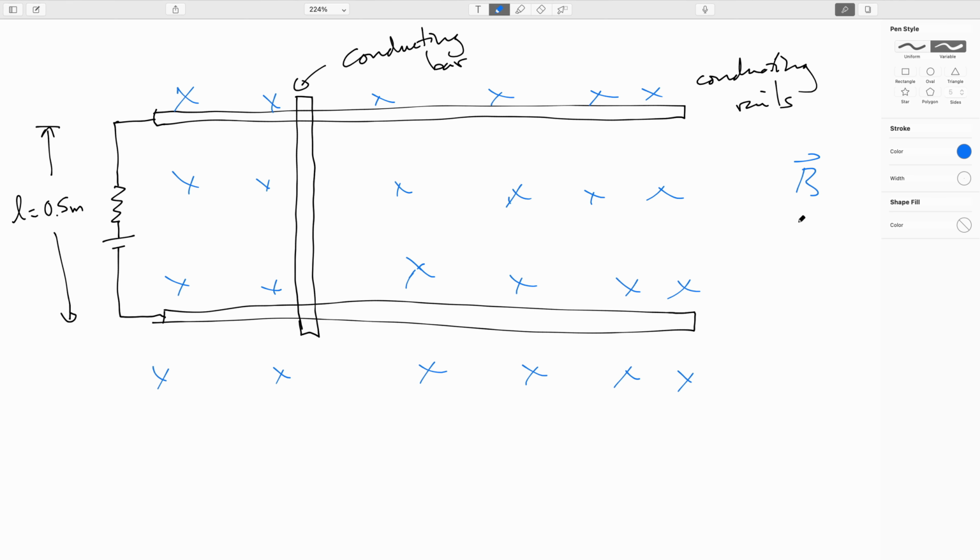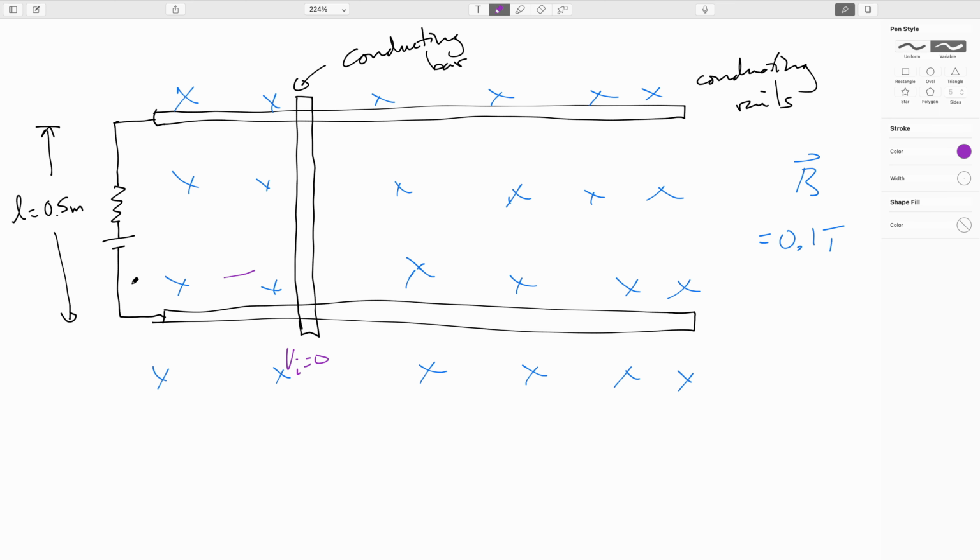Like so. And let's say its strength is 1/10 of a Tesla. We'll initially have our rail sitting at a halt, so we'll say V initial is equal to 0. The way I have this drawn is we've made a connection now. So is there going to be a current flowing clockwise or counterclockwise through the circuit?